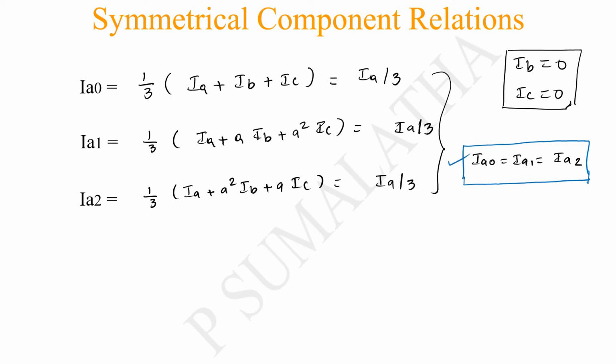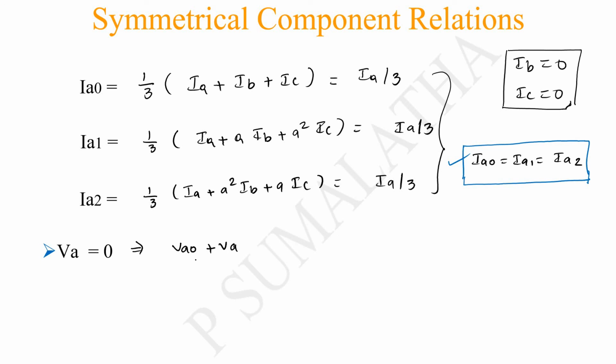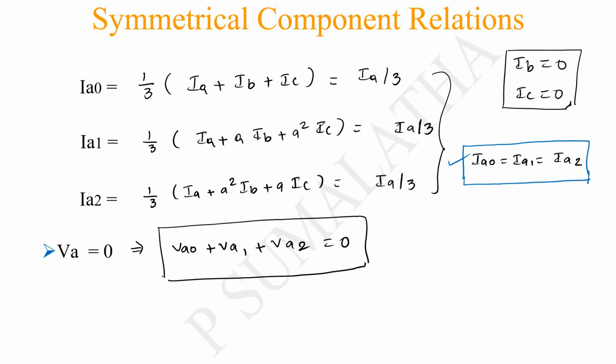Now let us see the voltage condition also. So we have VA is equal to 0. VA is equal to 0 means the summation of all the sequence components will be equal to 0. VA naught plus VA1 plus VA2 is equal to 0. So this condition also resembles the series connection of the circuit. Algebraic sum of the voltages around any closed circuit is equal to 0. So based on these two equations we can interconnect the networks.